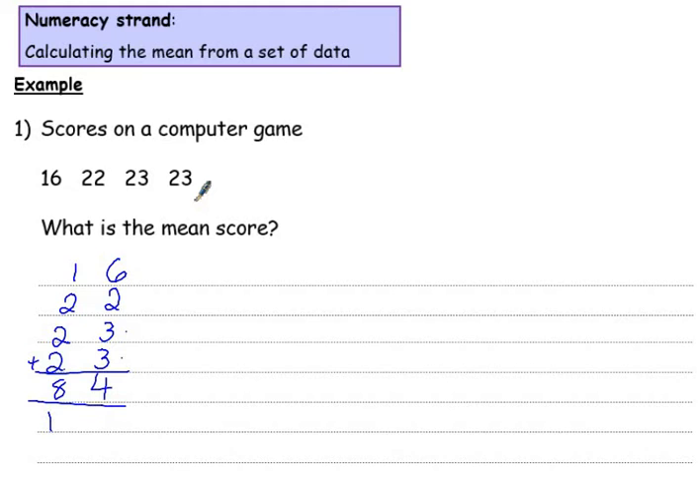Now to calculate the mean, all we need to do is 84 divided by how many numbers there are, and there are 1, 2, 3, 4 different numbers. So it's 84 divided by 4. Again, could be quite tricky to do, so we can use the bus stop method to help us. 4 goes on the outside of the bus stop, and we have 84 on the inside. 4 goes into 8 twice, and no remainders, and 4 goes into 4 once, with no remainders. So our answer to the first question is 21.